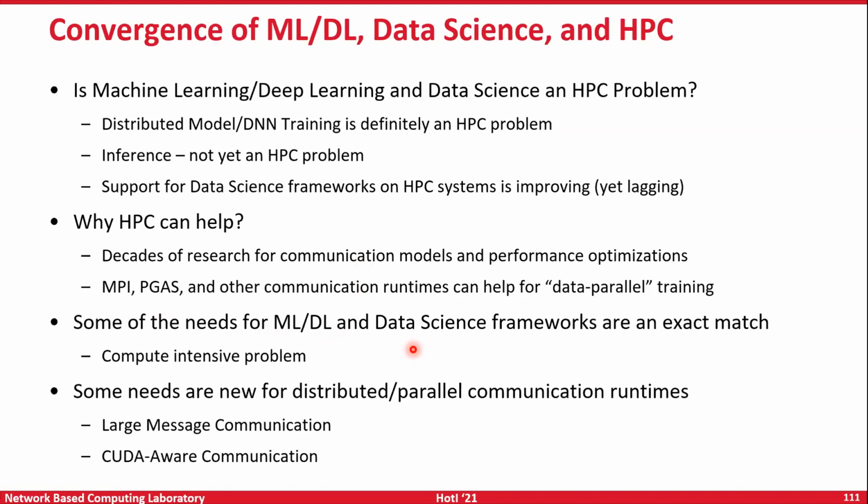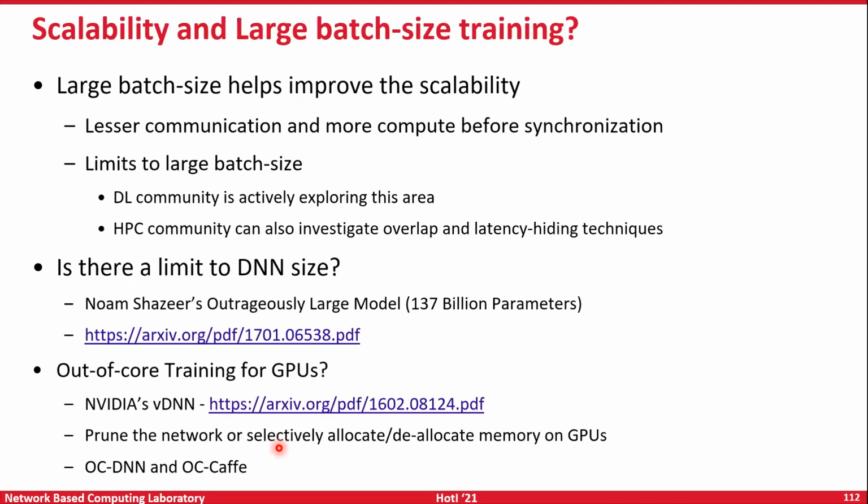these next generation applications. And we talked about, of course, some of the communication runtimes needing to be updated. We talked about large message communication, CUDA-aware communication, and also all these scalability issues. We talked quite a lot about how a large batch size helps improve scalability, but there is always a limit to the large batch size, because you want to make sure that you are taking advantage of the overlap and the latency hiding. But while this field is evolving, the DNN sizes are increasing.